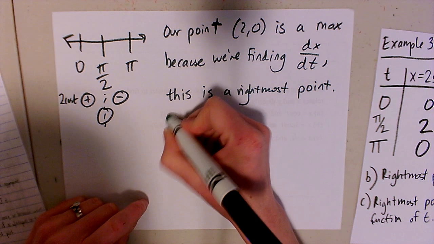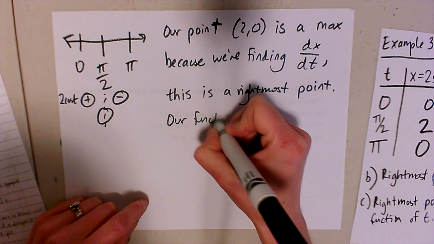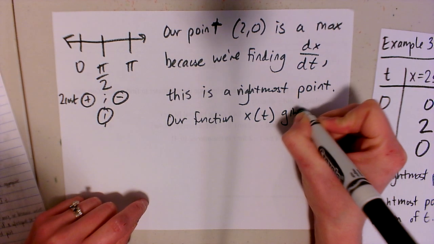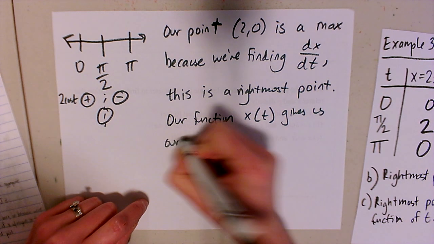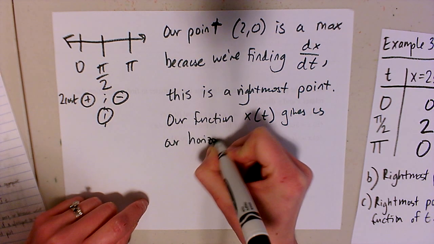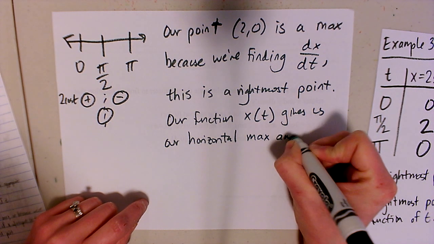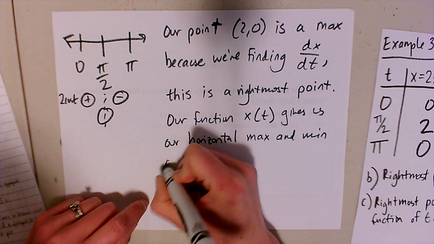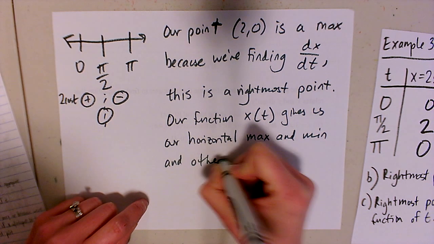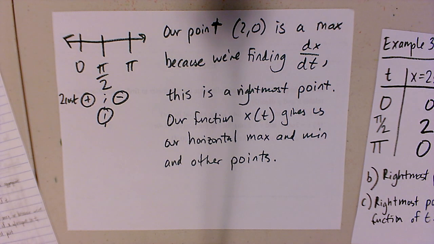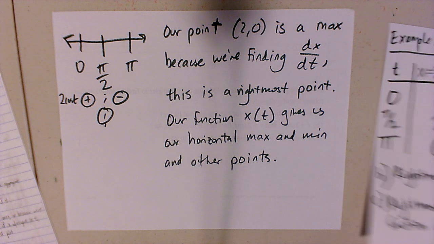Let's see, our function x of t gives us our horizontal max and min and other points. Okay, so rightmost we're thinking horizontal, so that's why we do that with our x function. So that is the end of example 3.